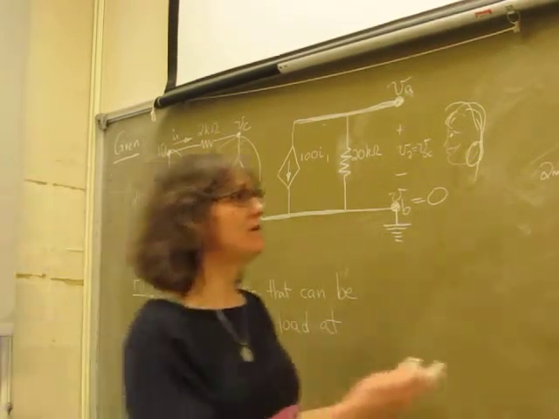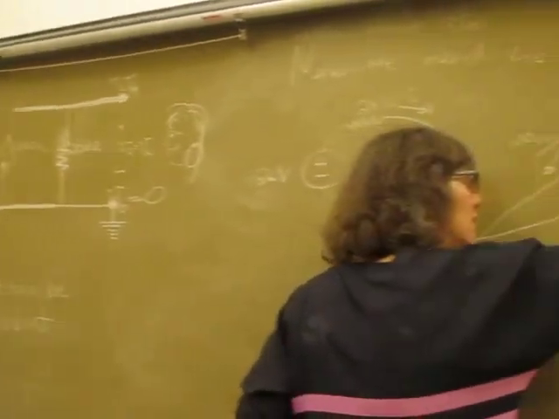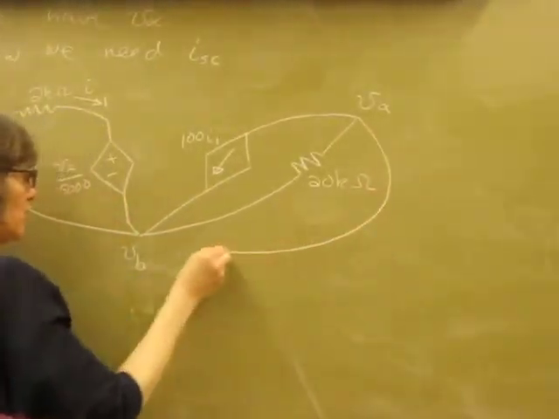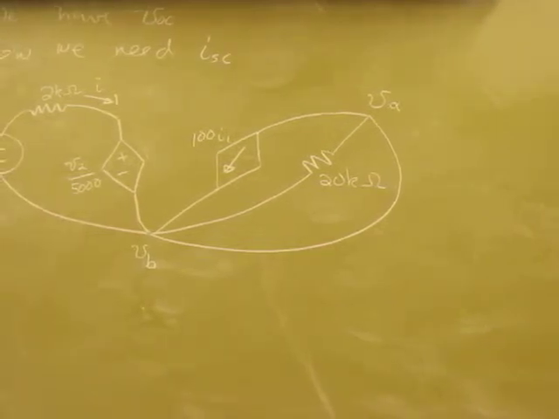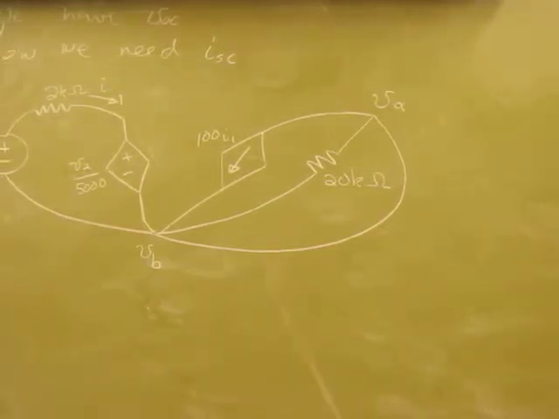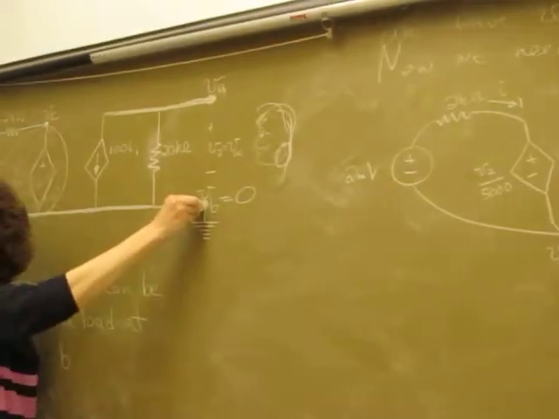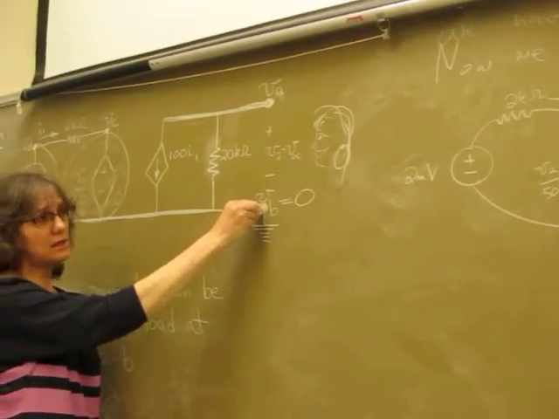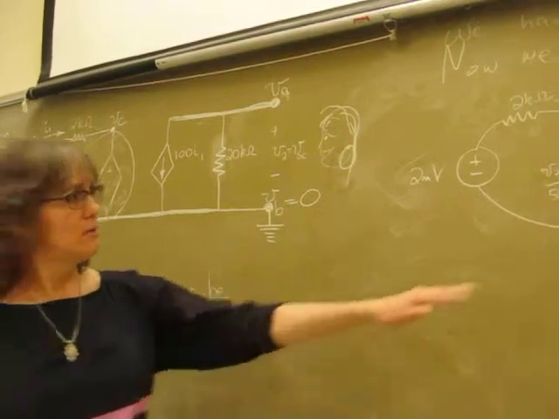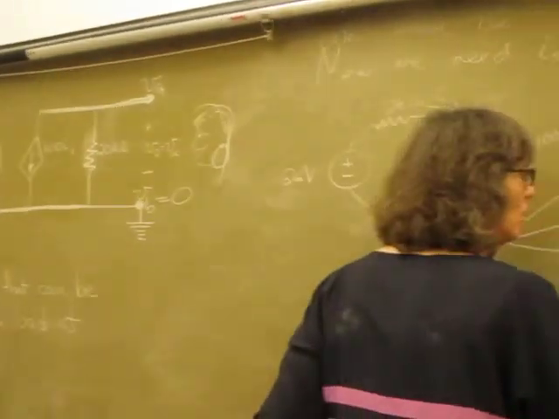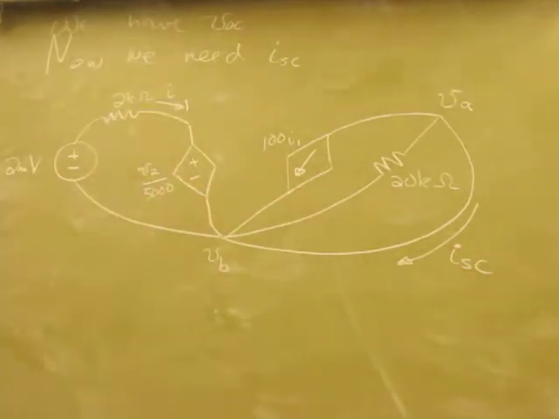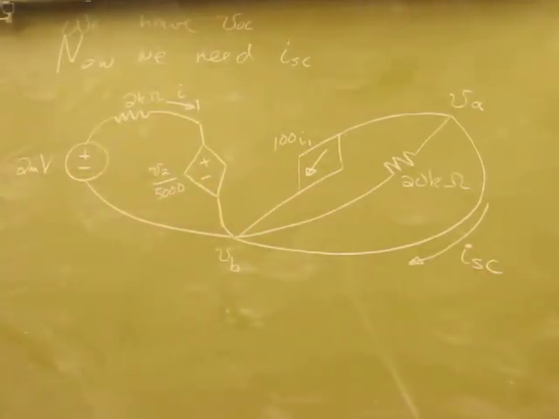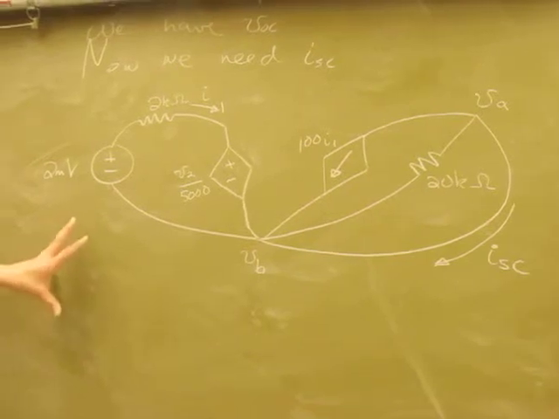Well, ISC is the short circuit between the terminals that you're looking at. I don't want to draw it here because then that would destroy the picture that I used to get VOC, but it basically just shorts out the terminals A and B. So here it is, and then you just show the current in that wire. So there's ISC. So this is now the new problem.